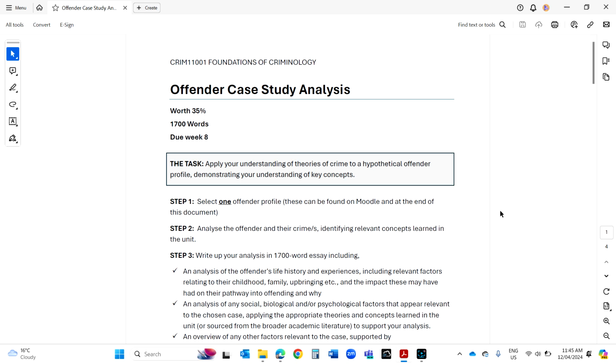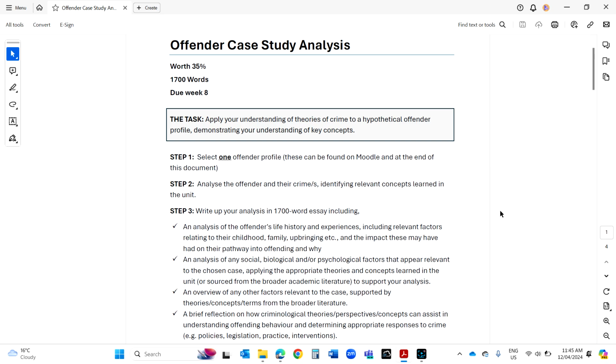So the first task is to select one of the offender profiles. They can be found in this document, so I'll go through those in a moment. The second step is to analyse that particular offender, the crimes they have committed, and the factors that contribute to their offending. In doing that, you need to identify the theories that would be relevant to explain their offending behaviour and the context of that offending behaviour. Then talk through some of the key concepts, the key terms, and if there are key processes that the theory puts forward in terms of understanding crime, you would explain how we can see those things at work in the profile.